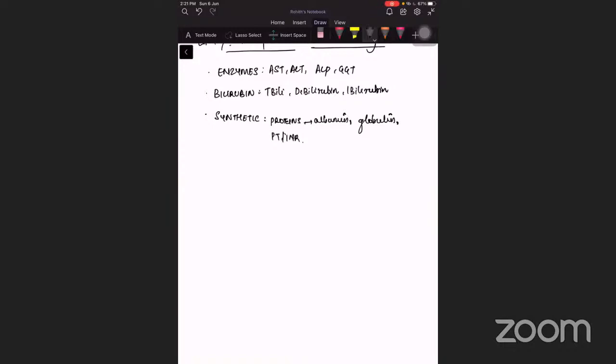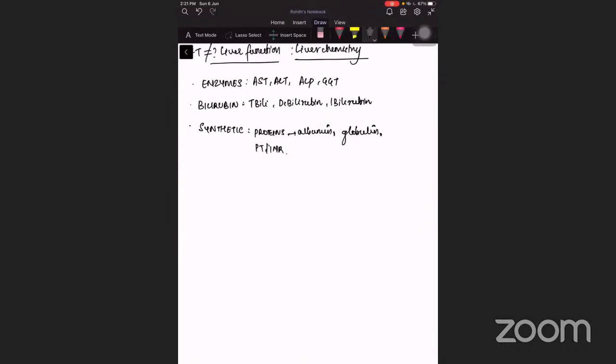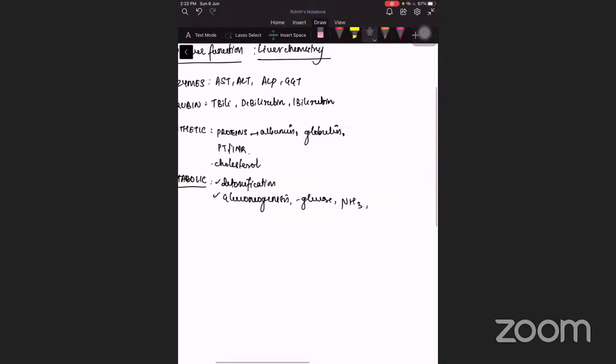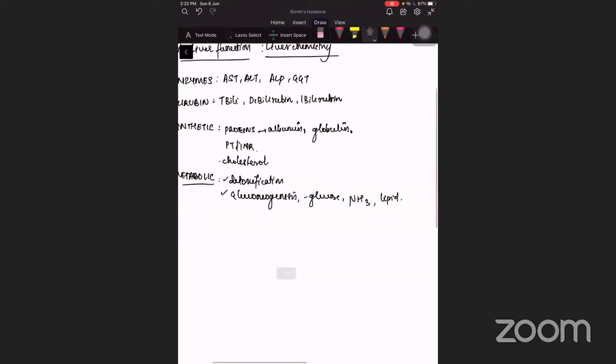Apart from that, in the metabolism, we also have cholesterol. It's also involved in the cholesterol biosynthesis pathway. The metabolic functions of the liver are many. One is the detoxification of the waste products, so what we call xenobiotics. We have the phase 1, phase 2 reactions. Apart from that, it is involved in gluconeogenesis, glycolysis, so basically the glucose, amino acid metabolism. It's also involved in the lipid metabolism. These are the other things.